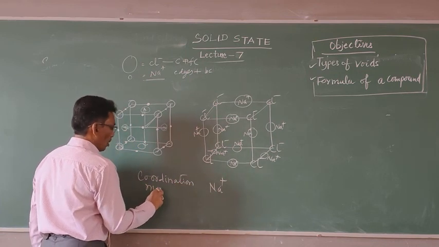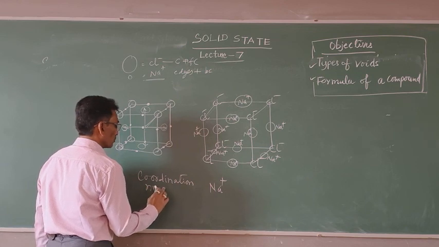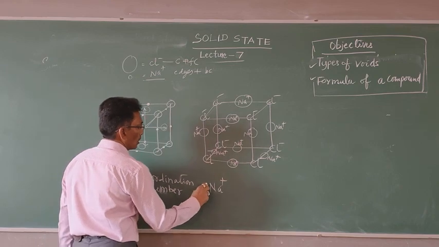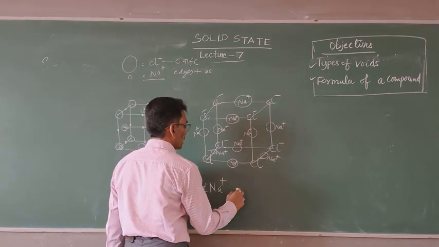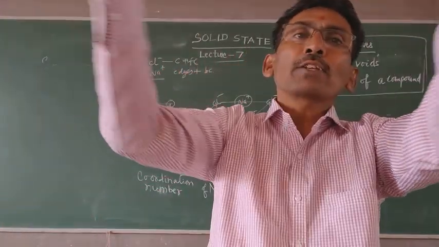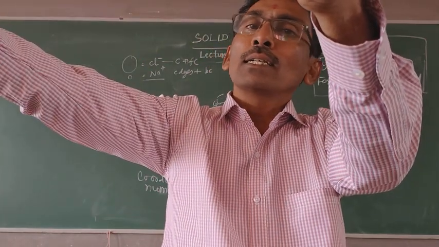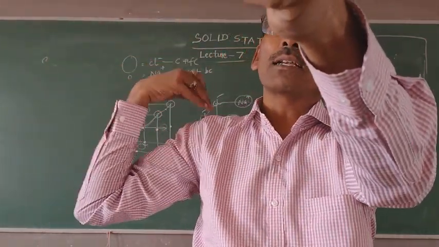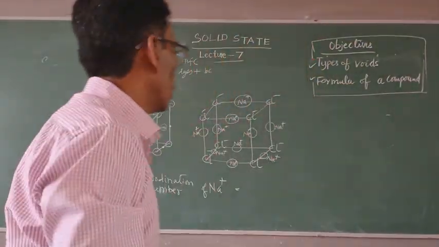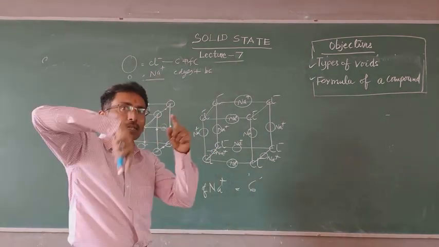That is the coordination number. What is the coordination number of Na plus in NaCl? As you are in the middle of the room, to your right hand side, one Cl minus, face centered; left hand side, second Cl; front side, third Cl; back side, fourth Cl; top, fifth Cl; bottom, sixth Cl. So, the answer is 6. It is surrounded by 6 nearest neighbors.